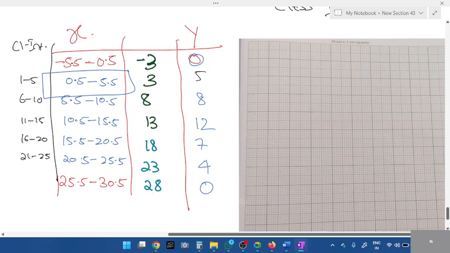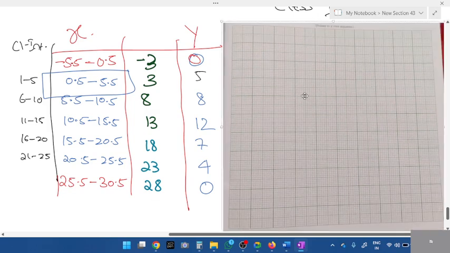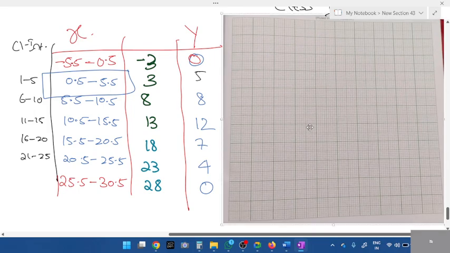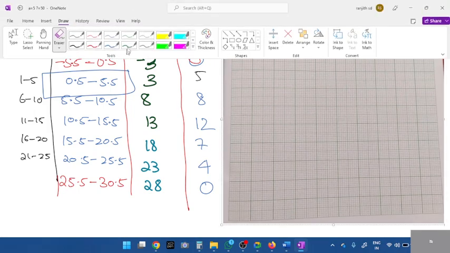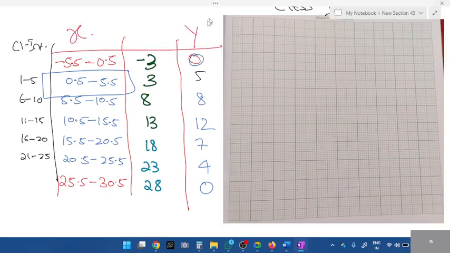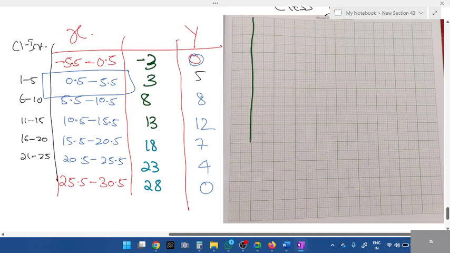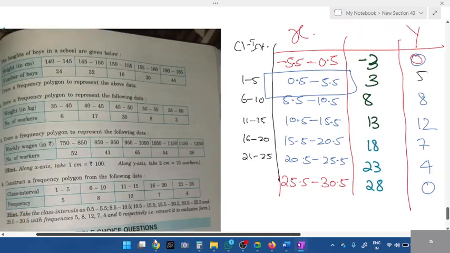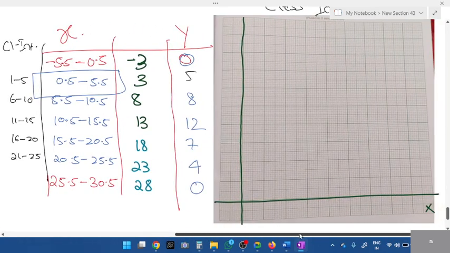Next, let's start quadratic revision. All of you will write this table. Draw x-axis, y-axis. Last question. What is given as your class interval and frequency?